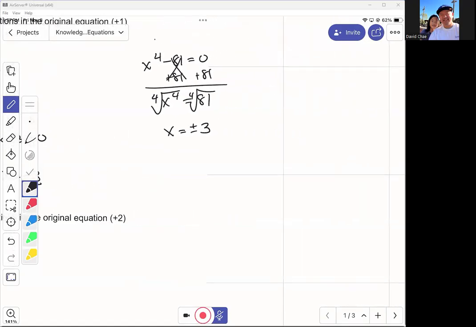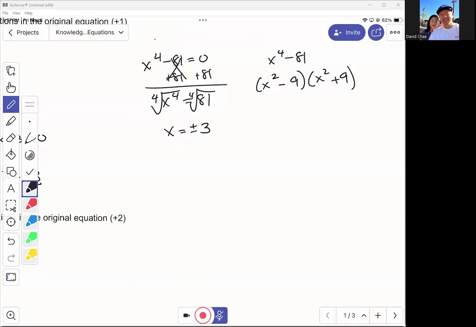However, I'm hoping that you recognize that this is a difference of squares, where it's x squared minus 9 and x squared plus 9. Then you realize that x squared minus 9 is also a difference of squares. So this is x minus 3, this is x plus 3, and the last one you just keep as is. So x minus 3 is equal to 0 and x plus 3 is equal to 0, so x is equal to 3 and -3.